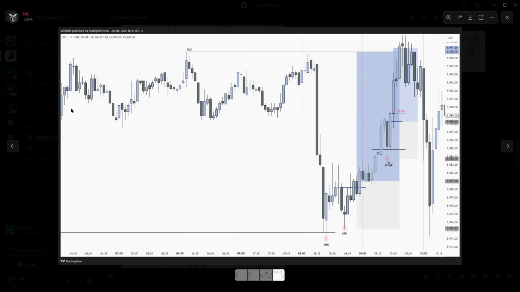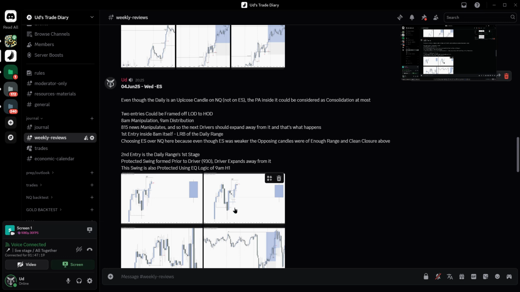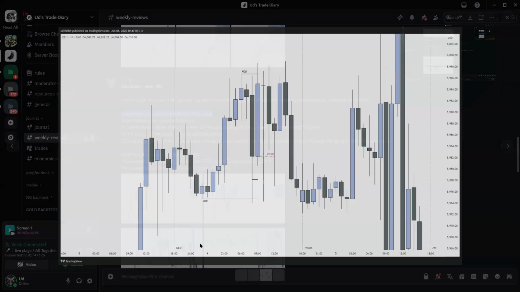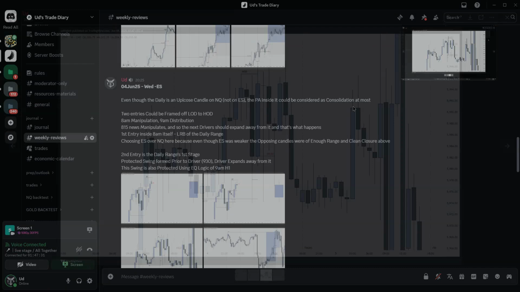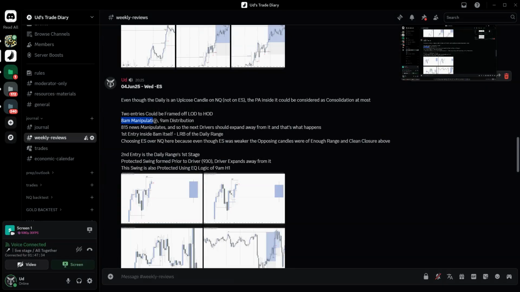So these were the two entries. Let me read it up and then I'll show you the lower time frames. Two entries could be framed from low of the day to high of the day. This was the low of the day, manipulation here, and from here framing it till the high of the day. Two entries: 8 a.m. H1 manipulation, 9 a.m. distribution. 8:15 news manipulates, so the next driver should expand away from it, and that is what happens.